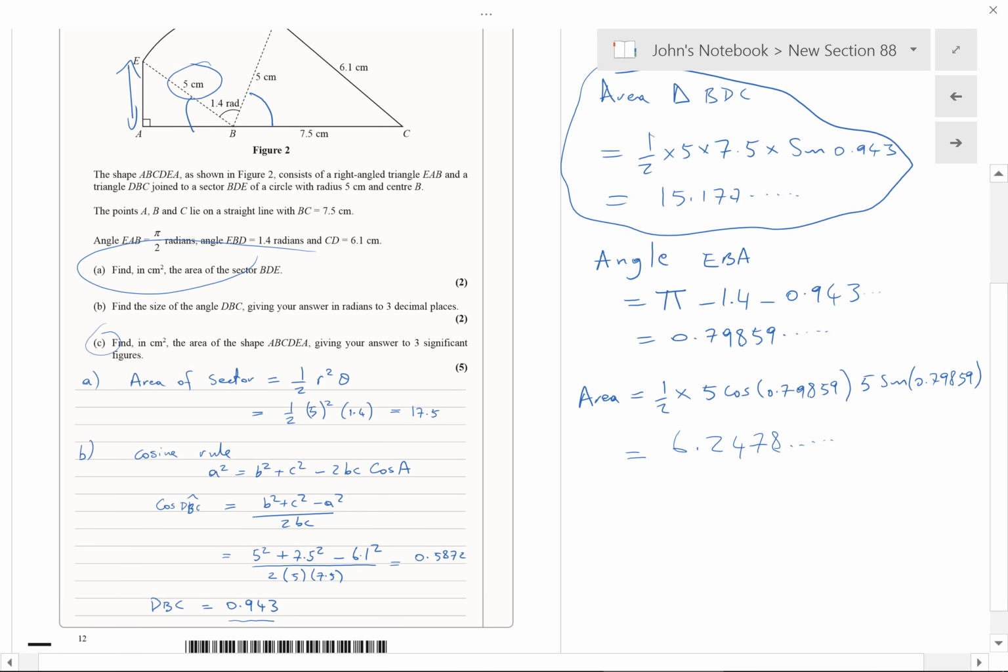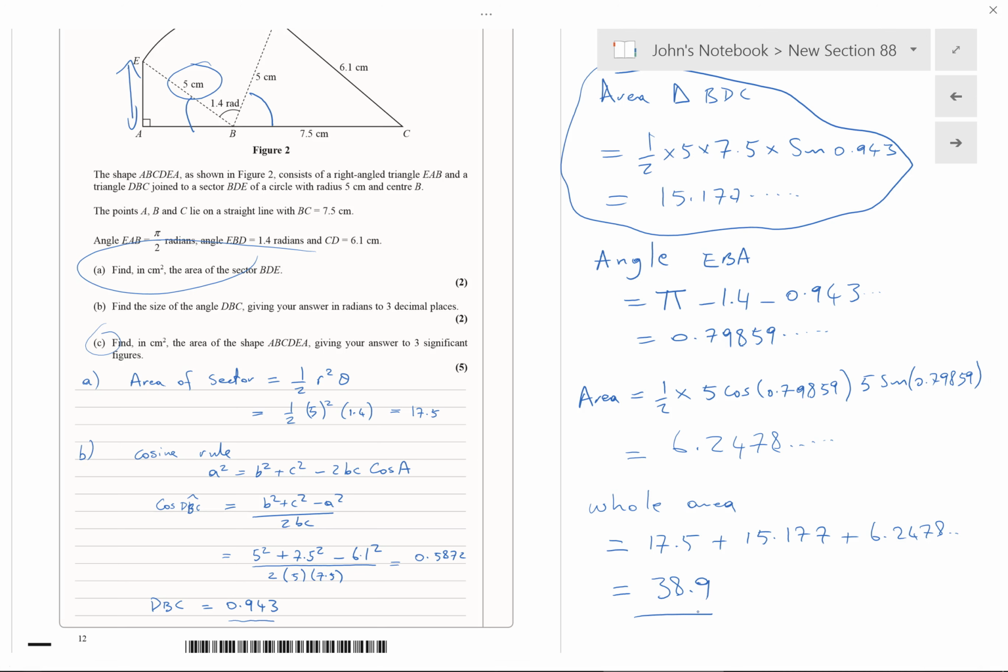But remember, we wanted the whole area, so the required area equals 17.5 plus 15.177 plus 6.2478 and all the other stuff, and that equals, if I round it, 38.9. Round the answers at the end: 38.9. We're not too worried about units there.